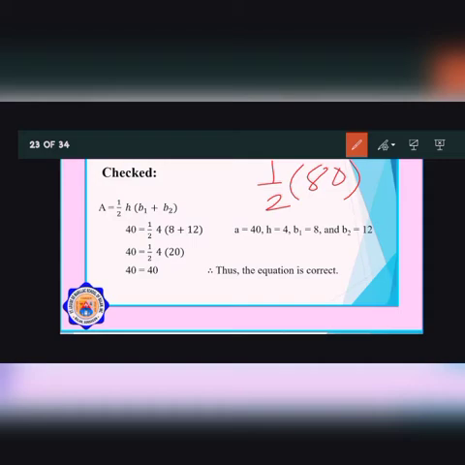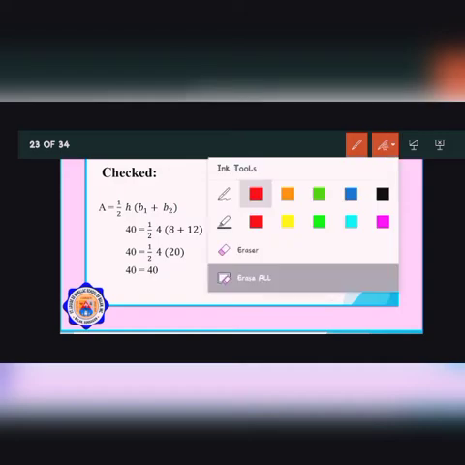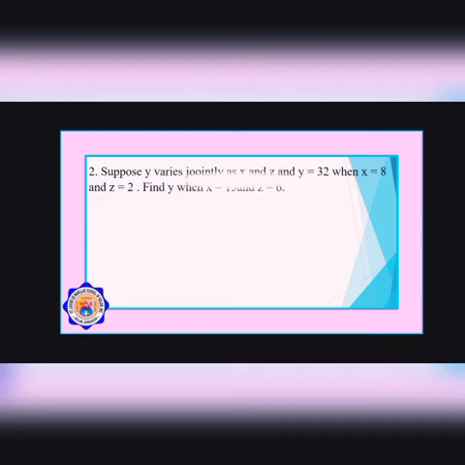So, the equation is correct and the value of k, or the constant, is correct. So, for example number 2: suppose y varies jointly, sorry for the typo, jointly as x and z, and y is equal to 32 when x is equal to 8 and z is equal to 2. Find y when x is equal to 15 and z is equal to 6.